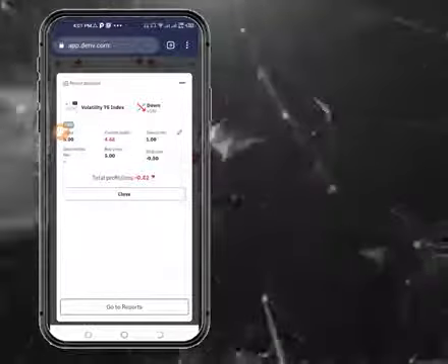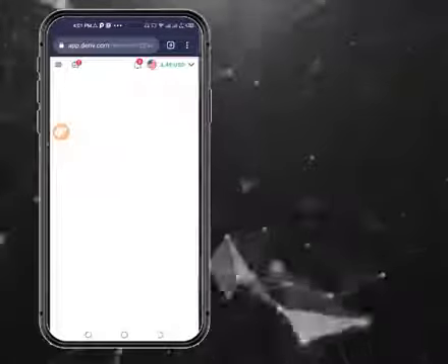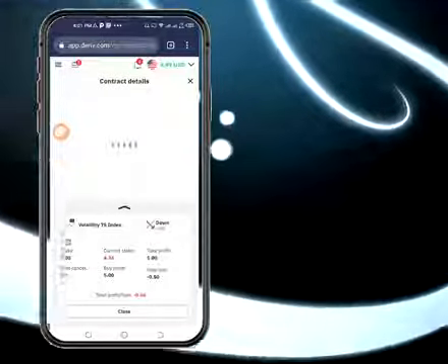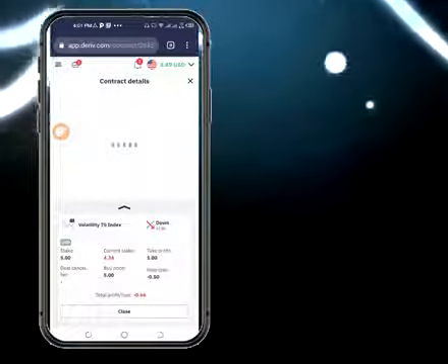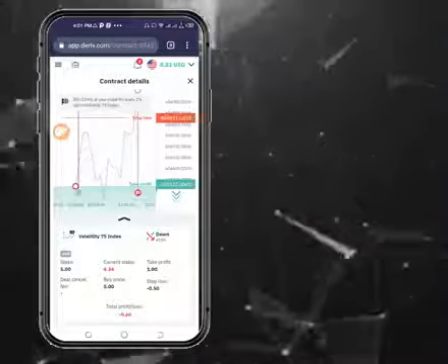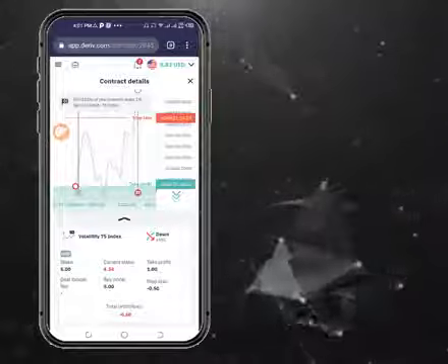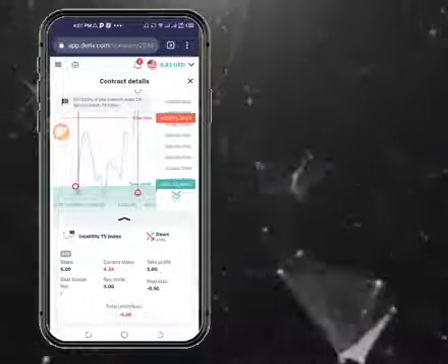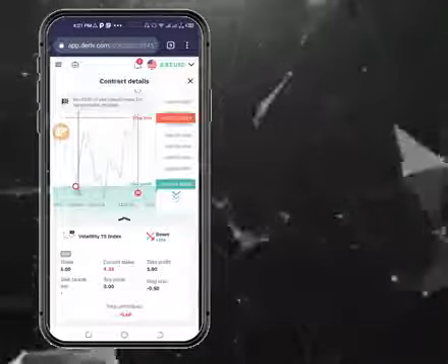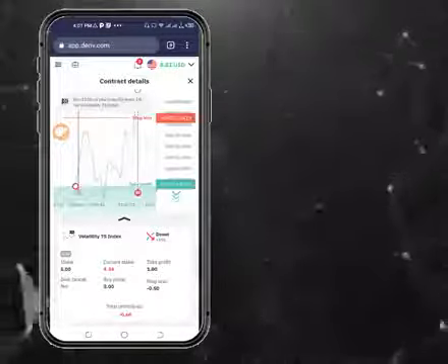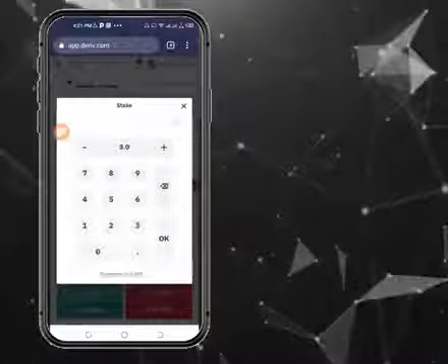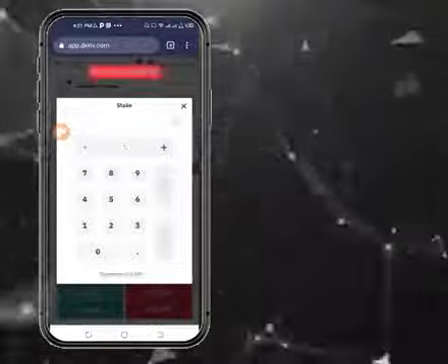So let's see the graph. Okay, so I actually lost that trade. So okay, I'll take one more trade, but this time around I'll be reducing my stake to just $1. I'll be staking with $1.